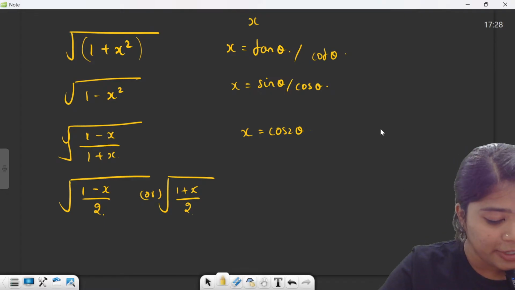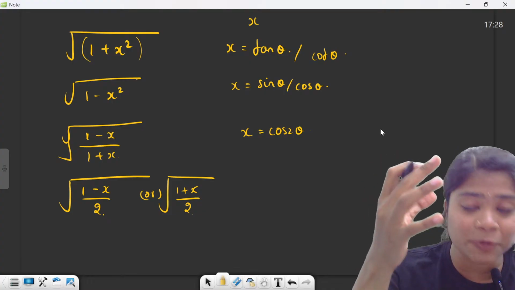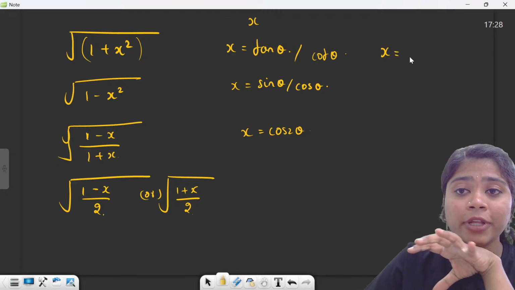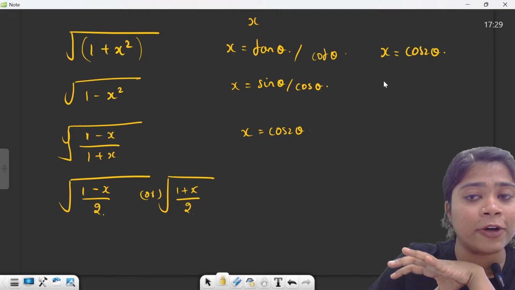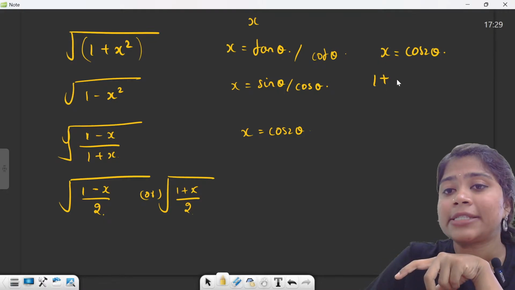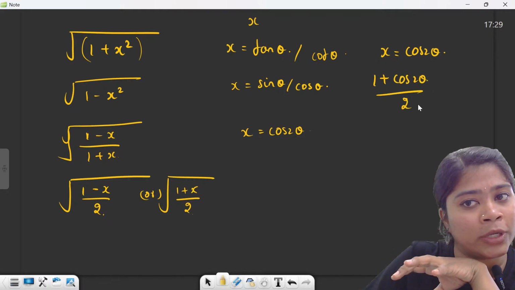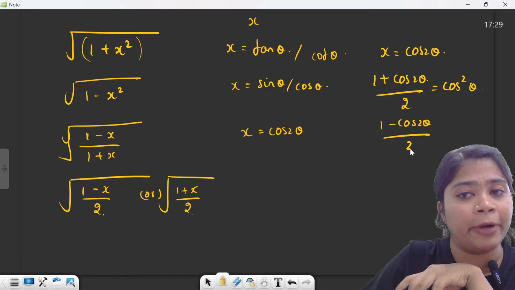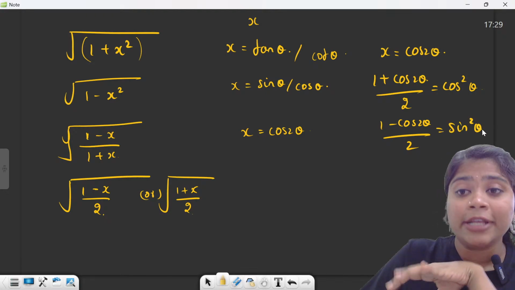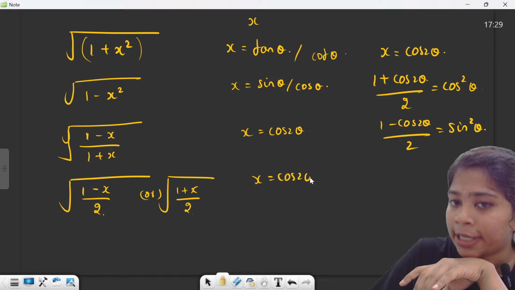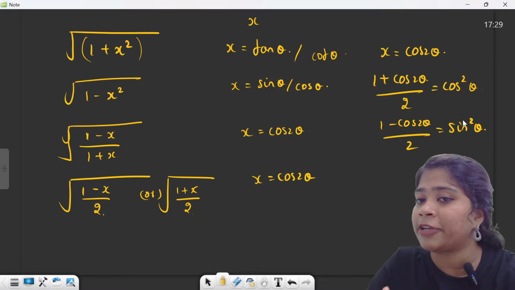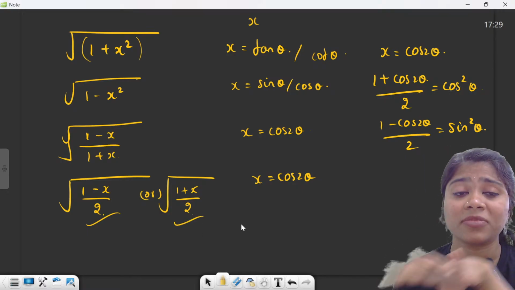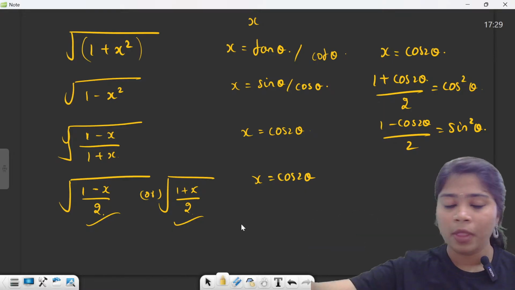So instead of telling me you have a doubt, just tell me what the doubt is. I'll help you. Look, we can put x is equal to cos 2 theta. Why? Because 1 plus cos 2 theta divided by 2 is cos square theta, and 1 minus cos 2 theta divided by 2 is sin square theta. So if I substitute x is equal to cos 2 theta here, this expression will be simplified as sin theta and this is cos theta. So these are the things you should know.